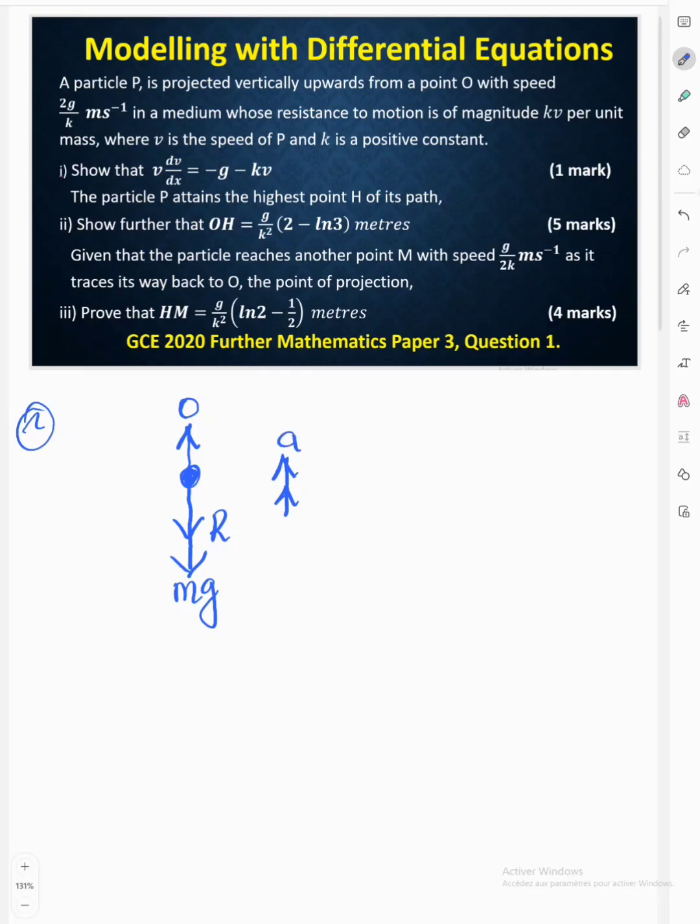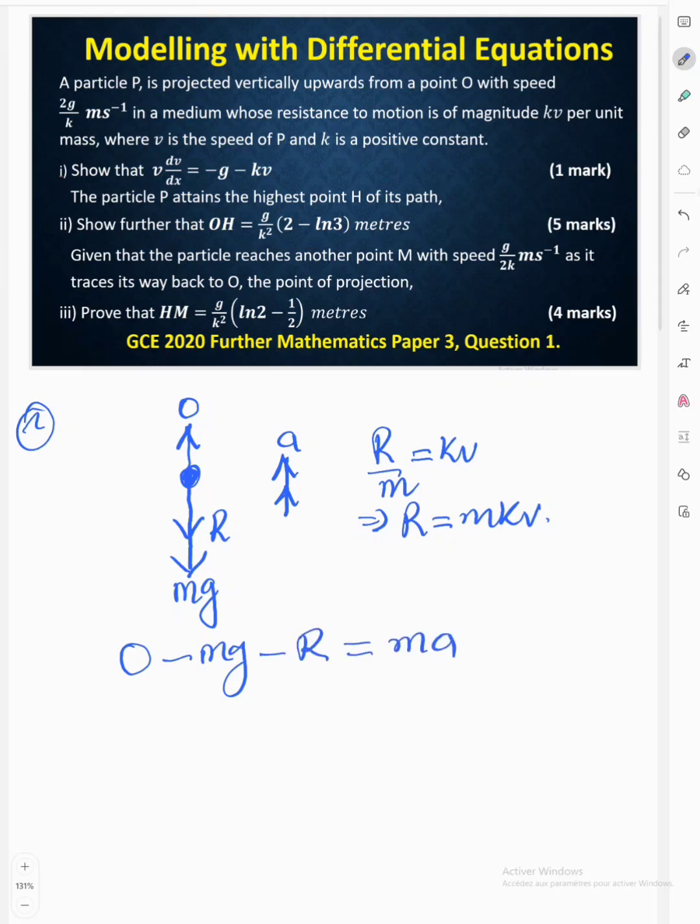So for this first case, we have the acceleration upwards in this direction. We are told that the resistance per unit mass is kV. So if R over m is the resistance per unit mass, then we can equate it to kV, so that R would be equal to m kV. So now we proceed to apply Newton's second law in the upward direction. And in the upward direction, we have that the leading force there is 0, and the opposing forces are mg and R, and that should be equal to the mass times the acceleration according to Newton's second law.